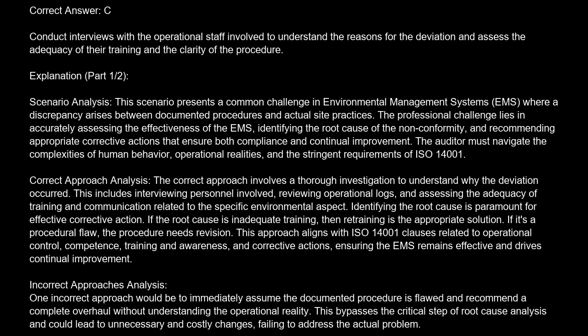The correct answer is C. Conduct interviews with the operational staff involved to understand the reasons for the deviation and assess the adequacy of their training and the clarity of the procedure.